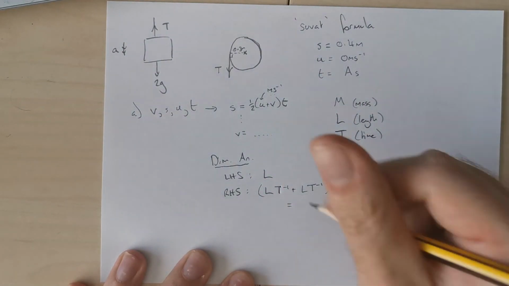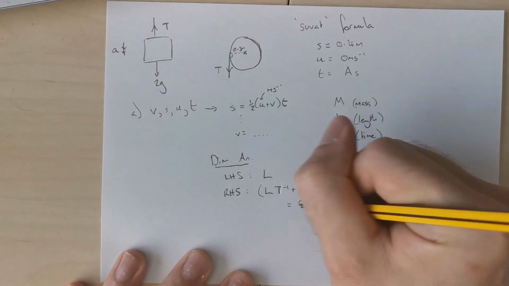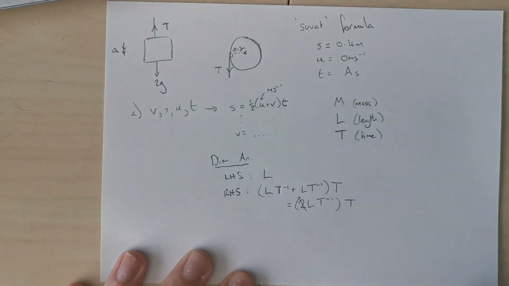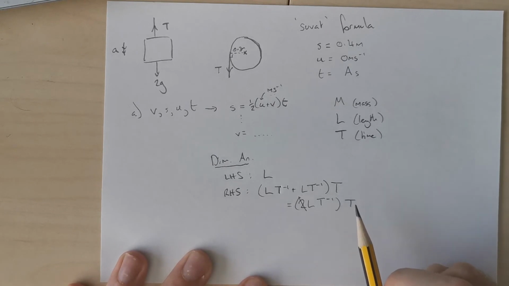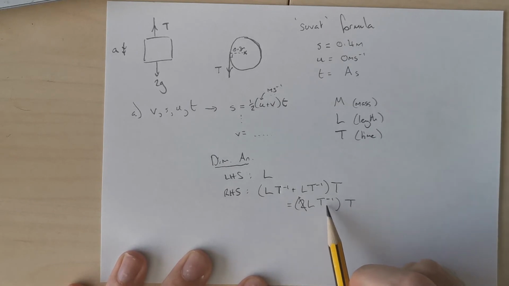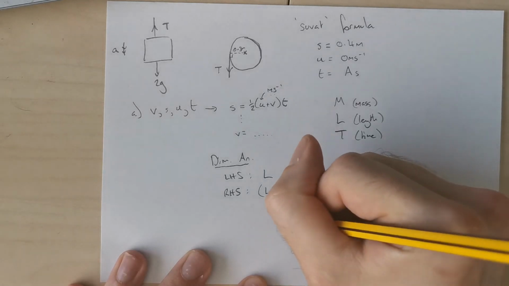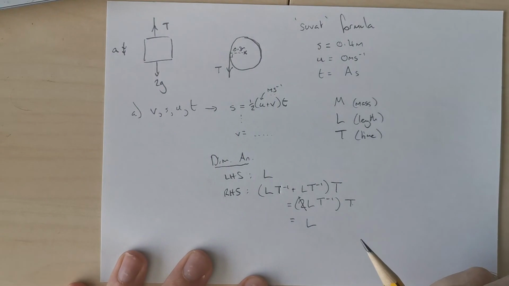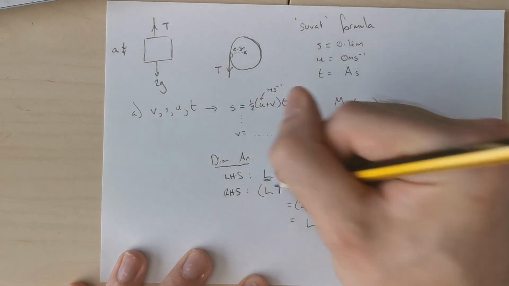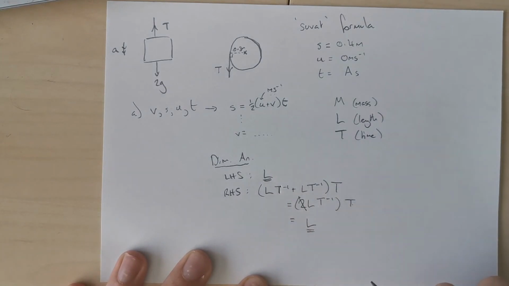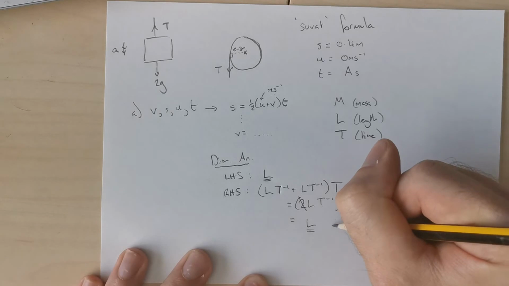Adding these two dimensions together, we're going to end up with 2 L T to the minus 1. 2 is dimensionless, so we can ignore that. So we just end up with a dimension of L T to the minus 1. Multiplying this by T, T to the minus 1 times T is the same as T divided by T, which cancel one another out, will give you 1, 1 being dimensionless. And that gives you a final dimension of L. If you consider what we had on the left-hand side, which was the dimension of L, what we end up with are units that are dimensionally consistent.